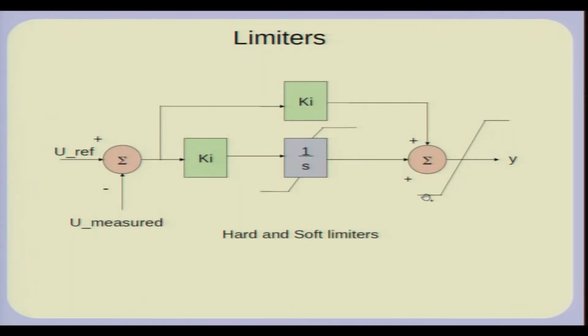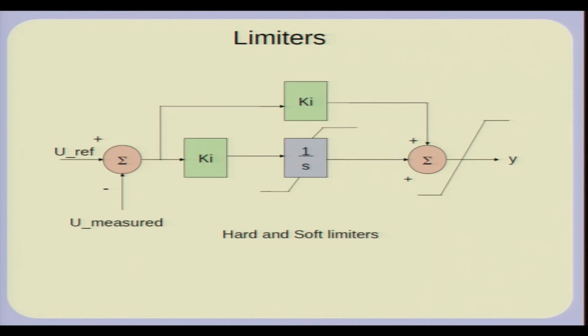In fact, there are two kinds of limiters I show here. This is called a soft limiter. The soft limiter essentially just clips the output. So, even if the input goes above the limits specified here, the output will remain within these limits. Whereas this is another limiter, which is called a hard limiter, in which case the integration itself is stopped. Not only is the output limited, but the integration action also is stopped in case you exceed the limits. Now, both these limiters behave somewhat differently.